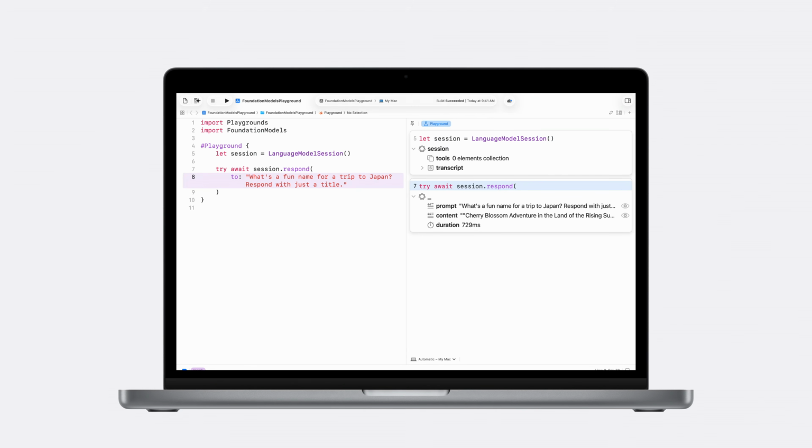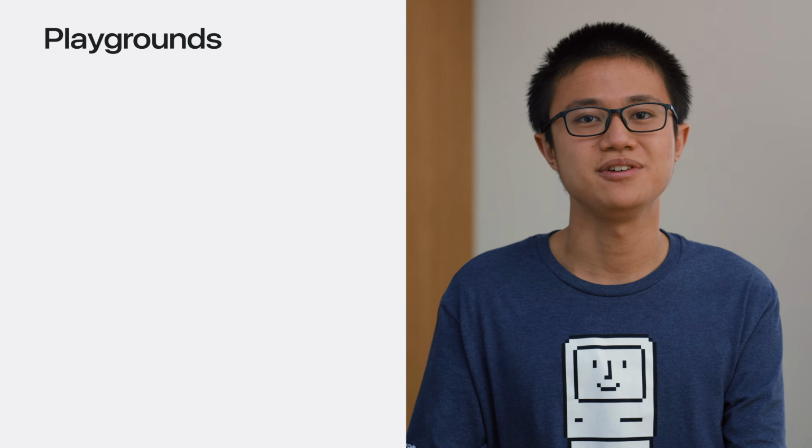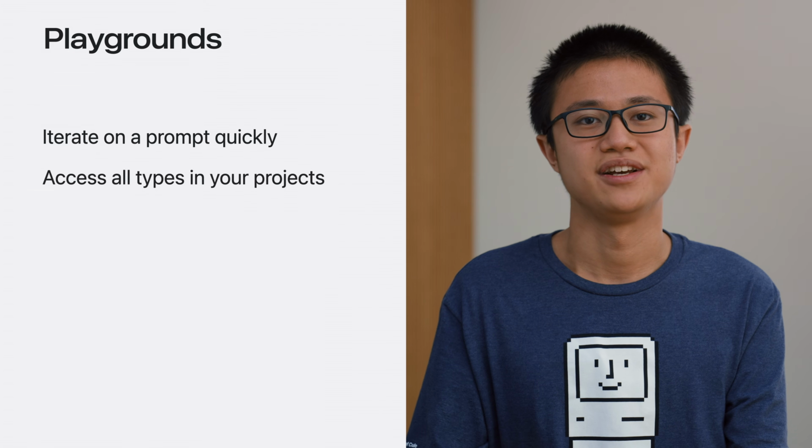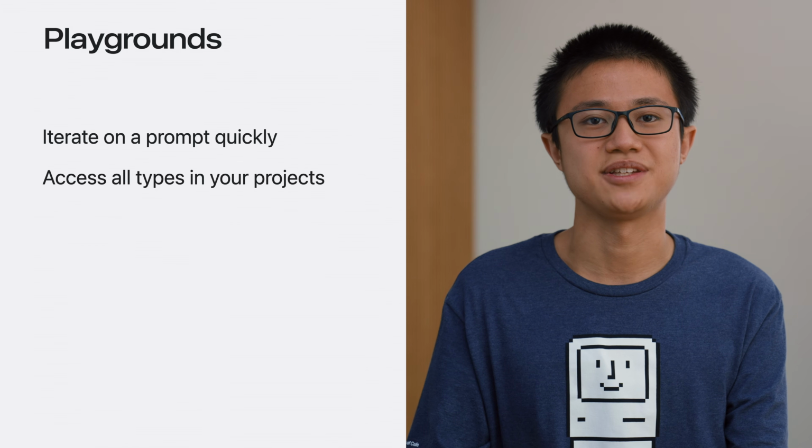To start, you can go to any Swift file in your project and use the new Playground macro to prompt the model. Playgrounds are powerful because they let you quickly iterate on your prompts without having to rebuild and rerun your entire app. In a playground, your code can access all the types in your project, such as the generable types that are already powering your UI.